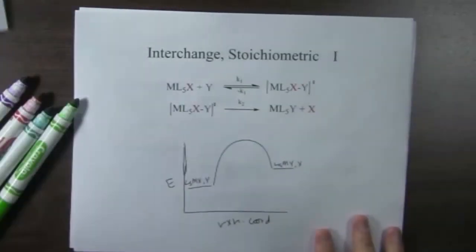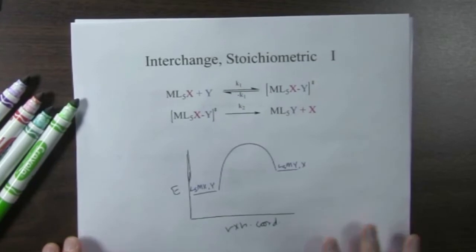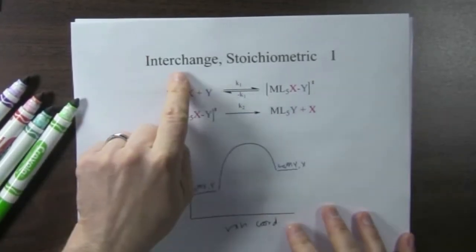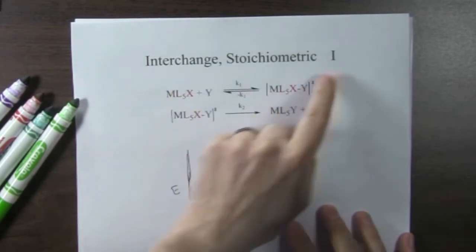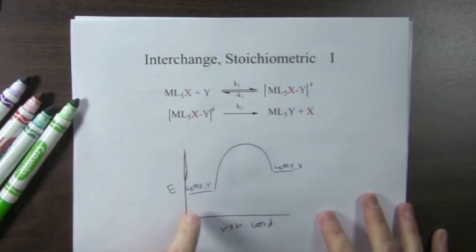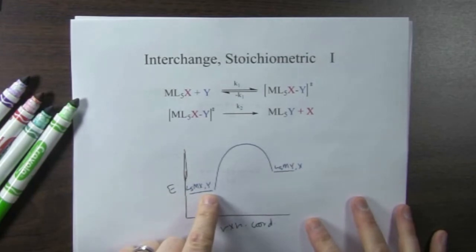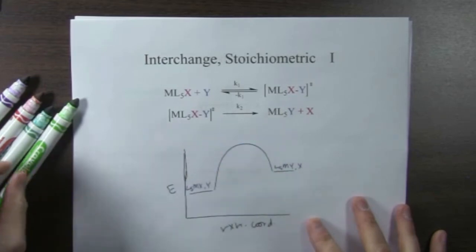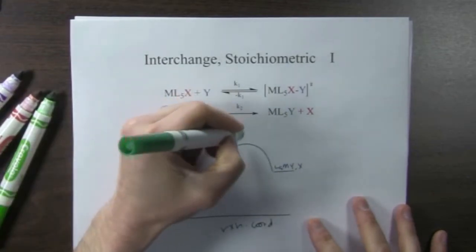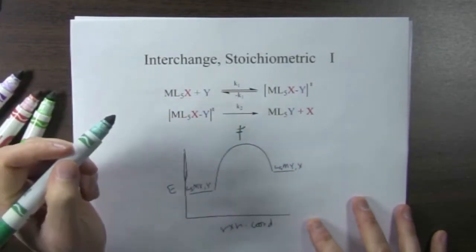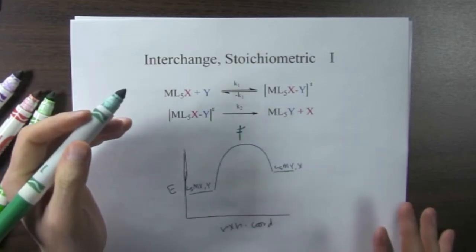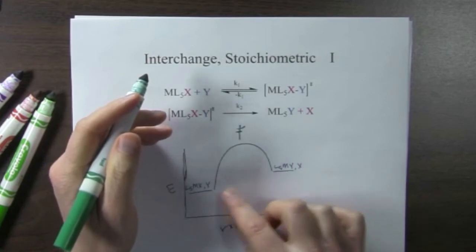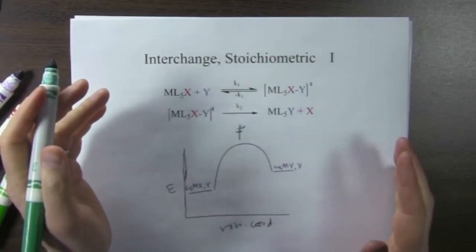Okay, well, we don't always see an intermediate. And this leads to the stoichiometric reaction we call the interchange, capital I. So we have reactants, they form products, we don't see an intermediate. Clearly though, there's going to be a transition state, a high energy state intermediate in between reactants and products, because the reaction has to proceed somehow.